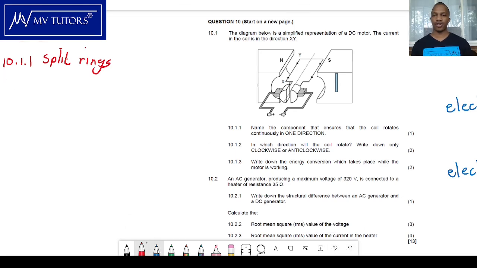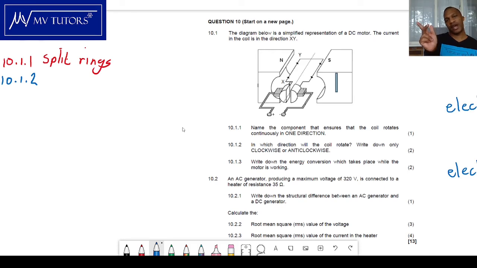Okay, and then the next question, 10.1.2, let's change the color. 10.1.2 says in which direction will the coil rotate? Write down only clockwise or anti-clockwise. Okay, so let's look at this. What are we dealing with here? A motor. And remember, for a motor we use the left hand rule. So let's start with the current. It's moving towards the screen, so it's moving like that.